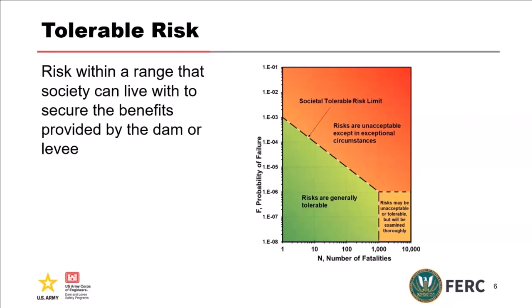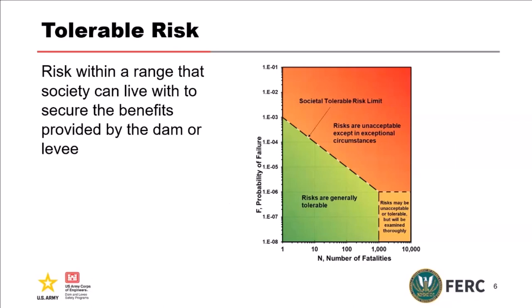Risks that lie in this area are honestly hard to buy down because it's typically going to be really expensive to modify the structure. They're big structures usually, upstream of large major cities, and they're already a low likelihood of failure. So this is the ALARP zone, as low as reasonably practicable. So we try to reduce risks as responsibly as we can for what expenditures we can justify. So risks within a range that society can live with to secure the benefits provided by the dam or the levee. Those should be comparable. That's this concept of tolerability.